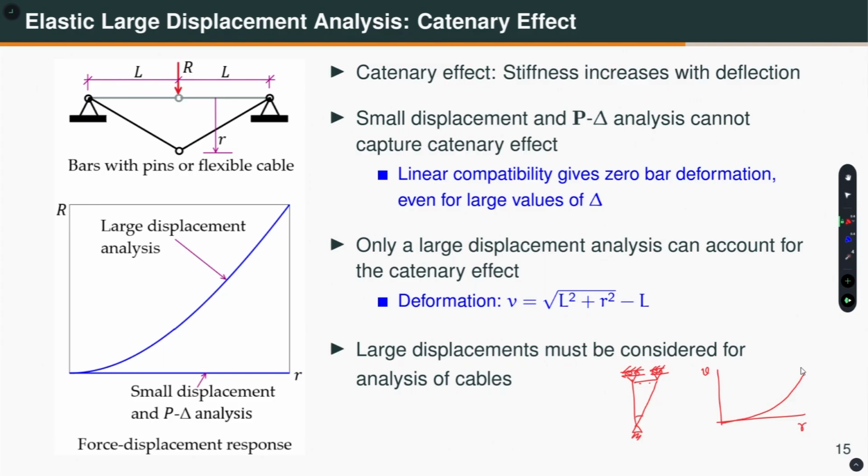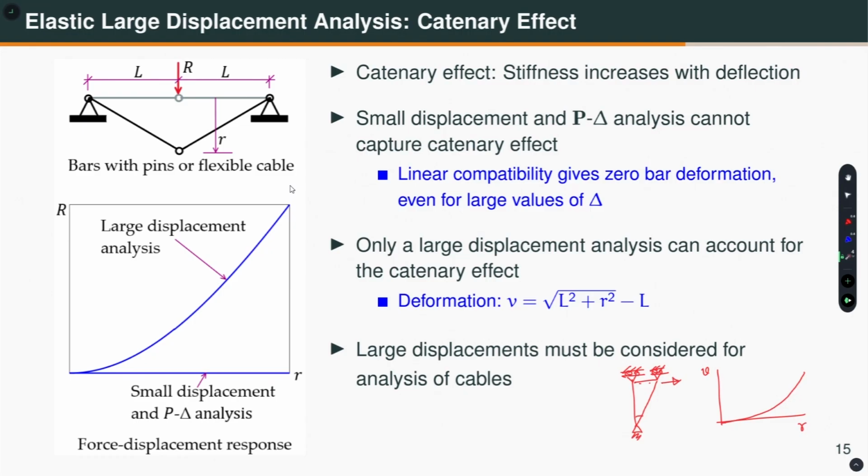When R is small, there is no deformation. When R increases, then the deformation increases like this. And also the force that it can take, this force versus this displacement relationship, is also like that. So for this case, how can we capture this behavior? Well, we have to perform a large displacement analysis where we consider the nonlinear VR relationship, the deformation of each bar using the Pythagoras theorem. This length is the square root of L squared plus R squared, where R is this displacement, minus L, the original length, and then consider the equilibrium in the deformed position. Then you will get this kind of force displacement behavior.